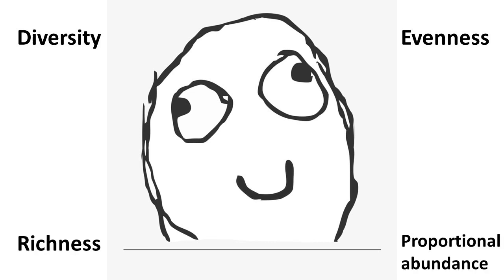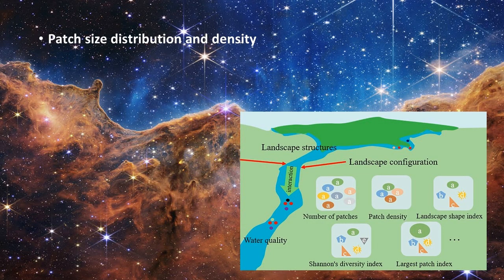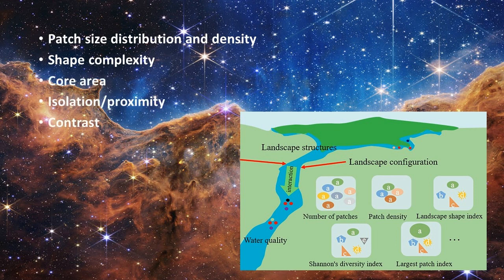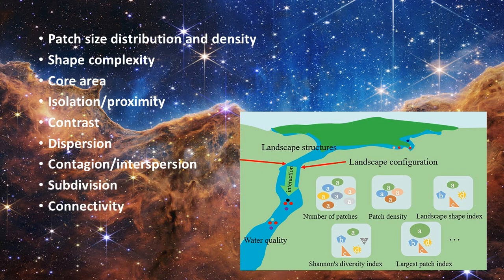While there isn't a fun acronym, configuration can be quantified by patch size, distribution and density, shape complexity, core area, isolation, proximity, contrast, dispersion, contagion, interspersion, subdivision, and connectivity. The figure shown illustrates some of these basic attributes of landscape configuration.